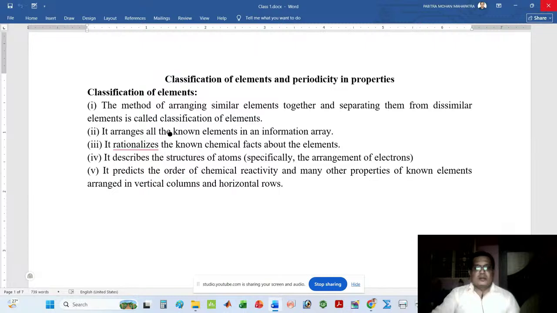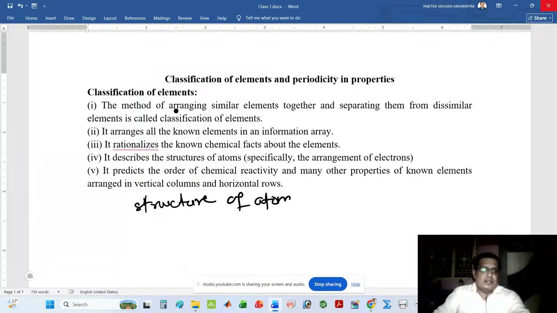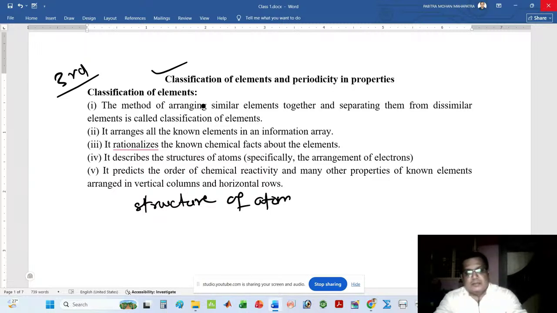Hello everyone. In the previous class I completed the second chapter, that is your structure of atom. In this class I will explain a new chapter, that is classification of elements and periodicity in properties. It is your third chapter. Before going to this chapter, I will give some information about it.